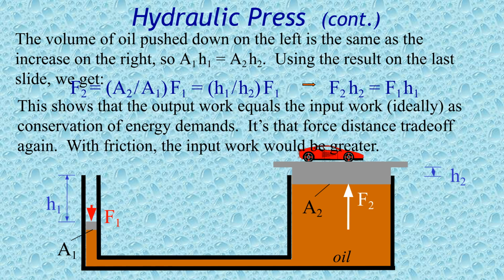The work input and work output in a hydraulic press are ideally equal. The volume of oil displaced is conserved: A1H1 equals A2H2. This leads to the relationship F2H2 equals F1H1, consistent with the conservation of energy.